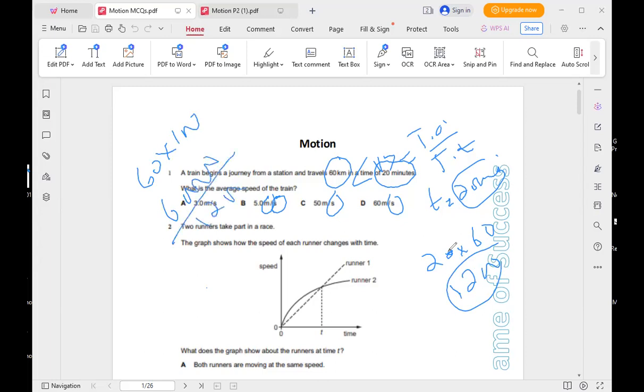60,000 divided by 1200. 20 cut with 20. Then 600 divided by 12. How much is the value? 60 divided by 12. 60,000 divided by 1200 is 5. It means 5 meters per second. So the second option is correct.